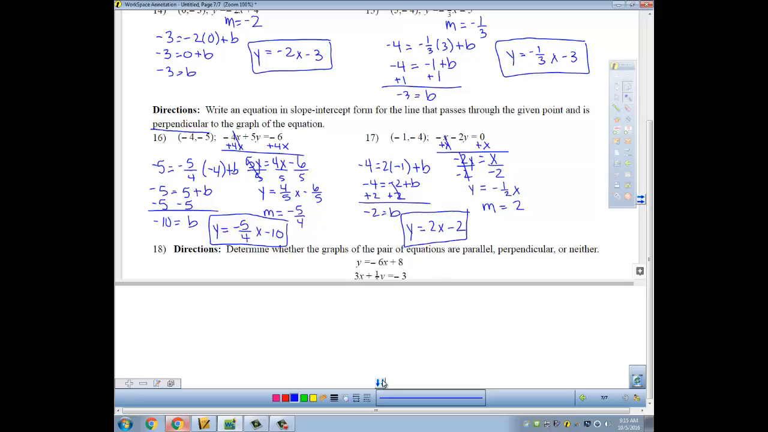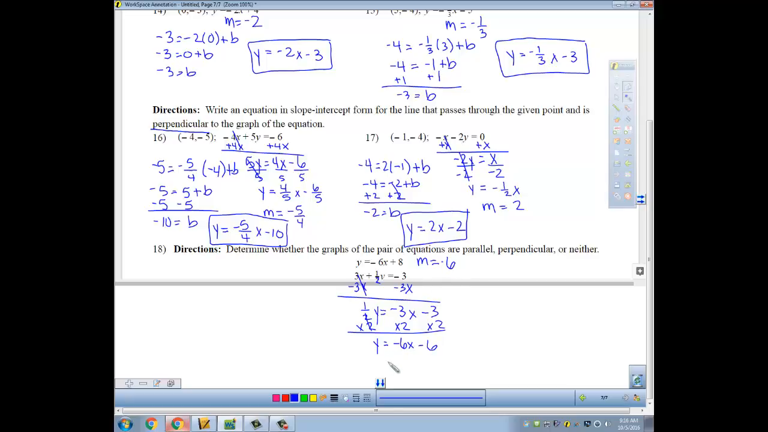Last one, we want to see if these are parallel, perpendicular, or neither. So I know that the slope for this first one is negative 6. So I just need to figure out what's the slope for this second equation. So I'm going to subtract the 3x over to get 1/2 y equals negative 3x minus 3. I need to get rid of this fraction, so I'm going to multiply everything by 2. So we get y equals negative 6x minus 6.